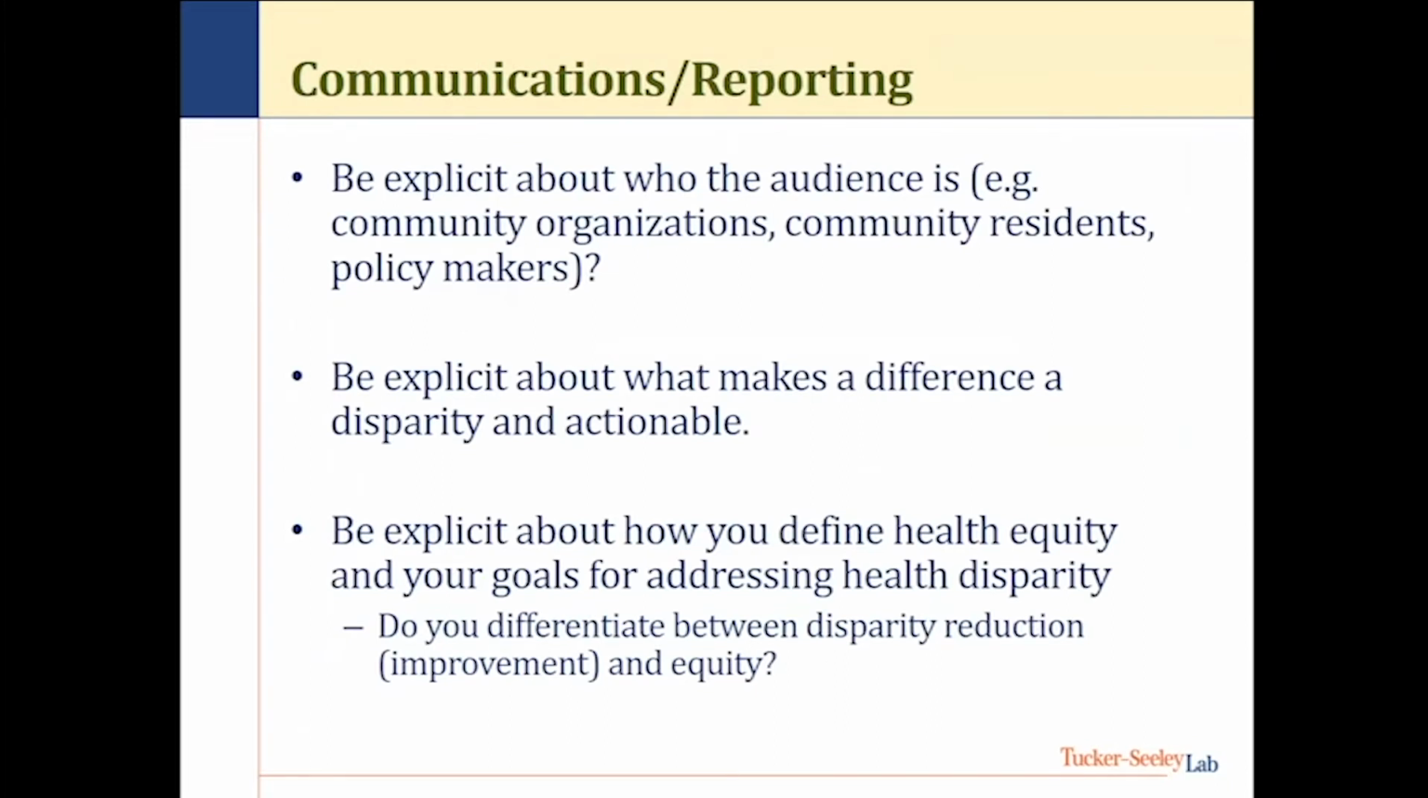So our recommendations for reporting include being explicit about who the audience is. Is your audience community organizations, community residents, policymakers? Also, be explicit about what makes a difference a disparity and what makes a disparity actionable. Be explicit about how you define health equity and your goals for addressing health equity or for addressing the health disparity. And do you differentiate between whether the goal for reporting is to guide disparity reduction and/or is the goal health equity? The answer here might depend on whether your goal is to focus on group difference or to improve the worst off group.